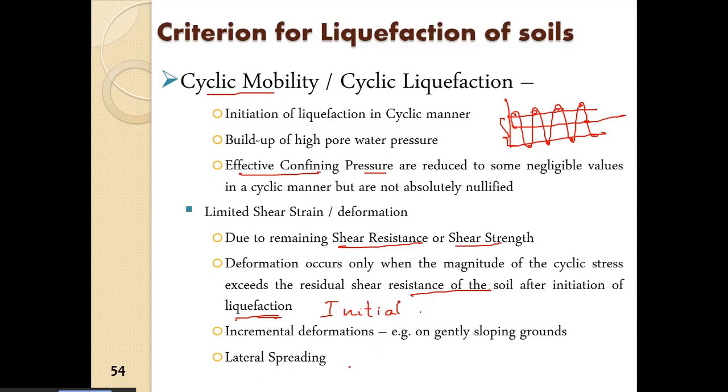And lateral spreading may also occur. So as the shearing continues, when it exceeds the remaining shear strength or residual shear strength in the soil, there will be deformation. And when the applied shear again reduces, the soil will stabilize. Stabilize means the deformation will stop. Again when the applied shear stress increases, again there will be deformation. So it is cyclic. That is why it is called cyclic mobility.